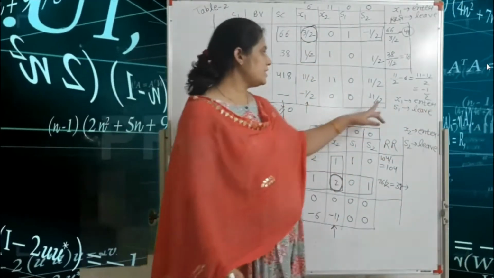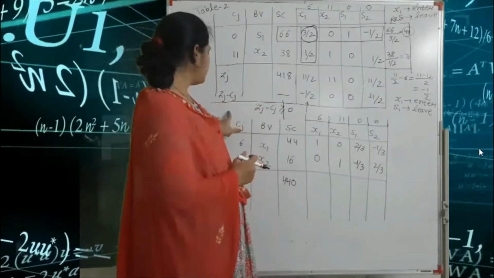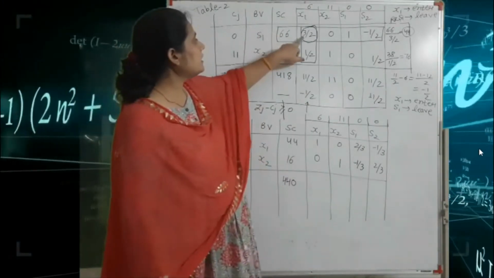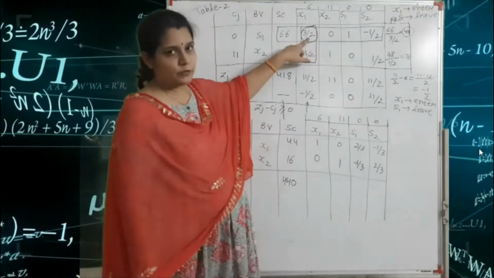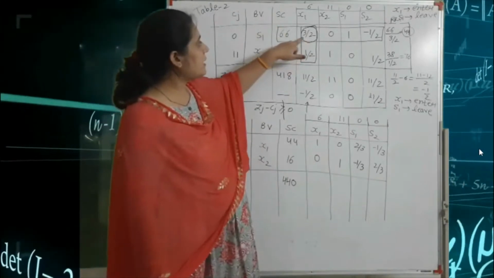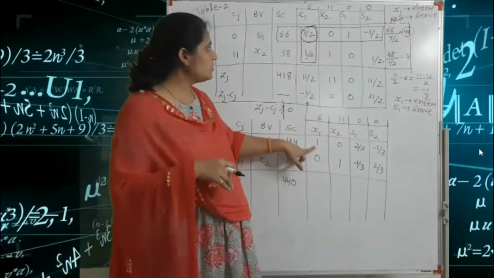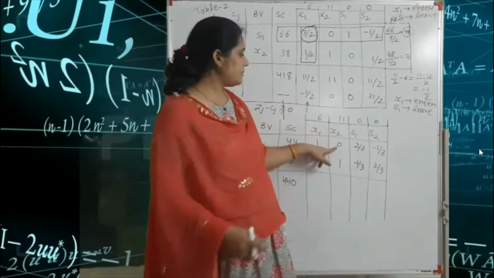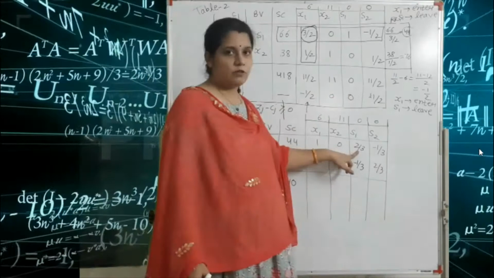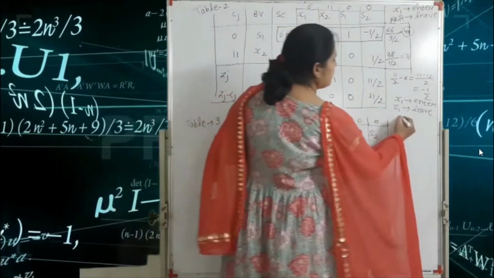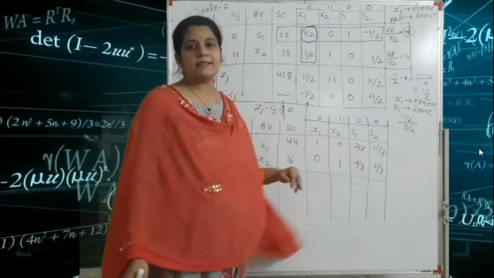Okay, so according to this, X1 enters and S1 leaves, we map the table 3. For table 3, first we write here the key number, which is 3 by 2 in table 2. So first the whole row is divided by 3 by 2. 66 divided by 3 by 2 means 44. 3 by 2 divided by 3 by 2 means 1. 0 divided by 3 by 2 means 0. 1 divided by 3 by 2 means 2 by 3. Got it? And minus 1 by 2 divided by 3 by 2, so the 2 cancels, and here the term is minus 1 by 3.